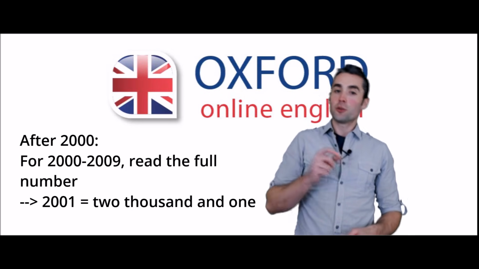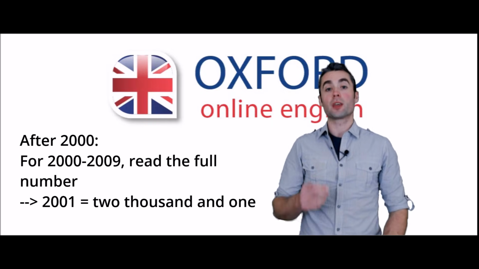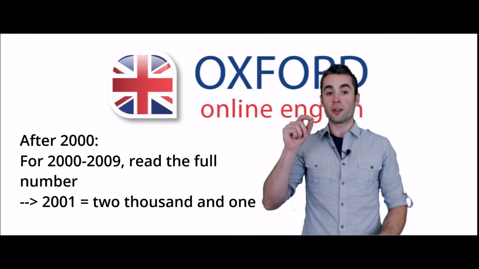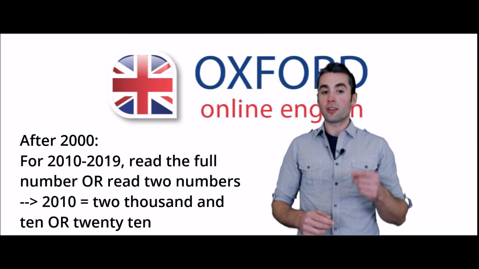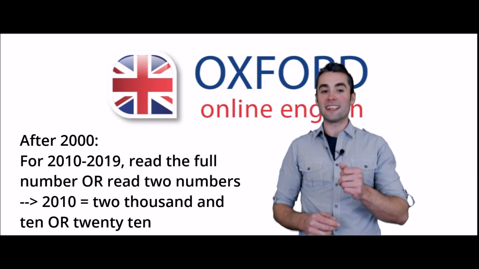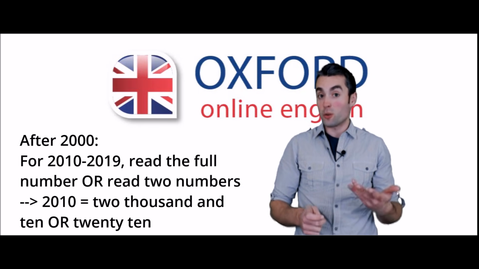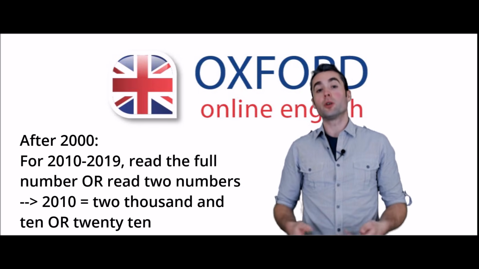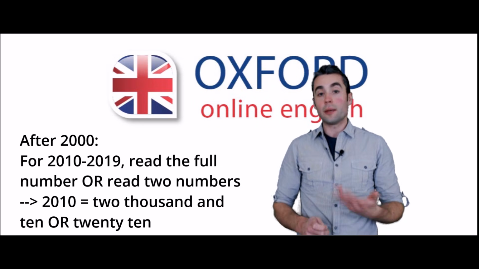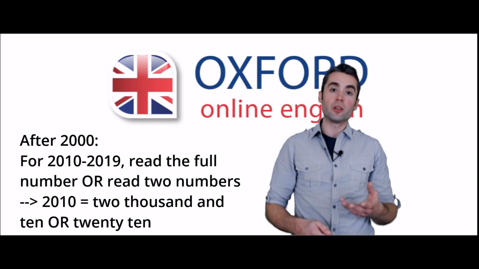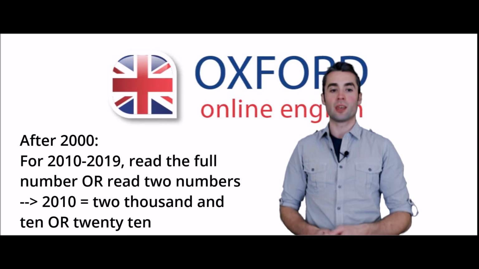For the years 2000 to 2009, use the full number. 2000, 2001, 2002, etc. For the years 2010 to 2019, you can choose. You can say the full number, you can say 2010, or you can say the year in two parts, 2010. The same is true for all of these years, so you can say 2011 or 2011, they're both okay.